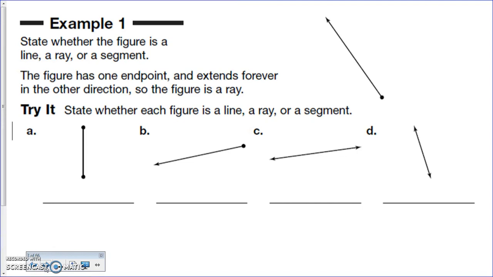Example 1. State whether the figure is a line, a ray, or a segment. The figure to the right has one endpoint and extends forever in the other direction, so the figure is a ray. For the triad, we need to state whether each figure is a line, a ray, or a segment. So for A, we have this straight line here, but it stops at either endpoint, which makes it a segment.